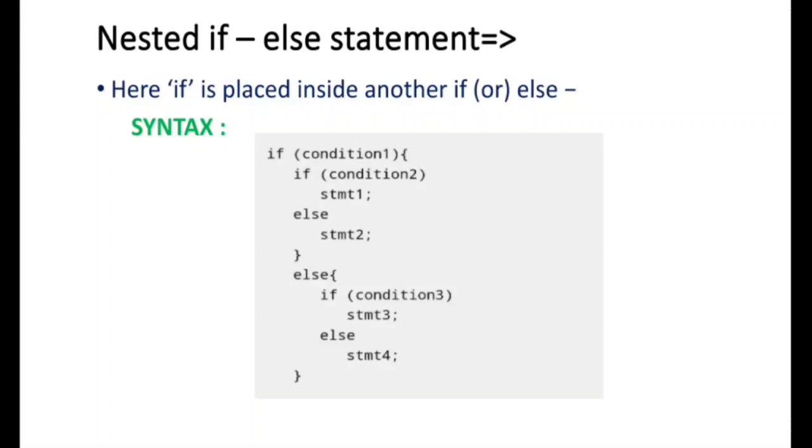If the condition is true, statement 1 will be executed, else statement 2 will be executed, and we close the braces. And for the else block, we write another if, condition 3. If condition 3 is true, it will execute statement 3, else it will execute statement 4, and then close the braces. This is the syntax for the nested if else statement.